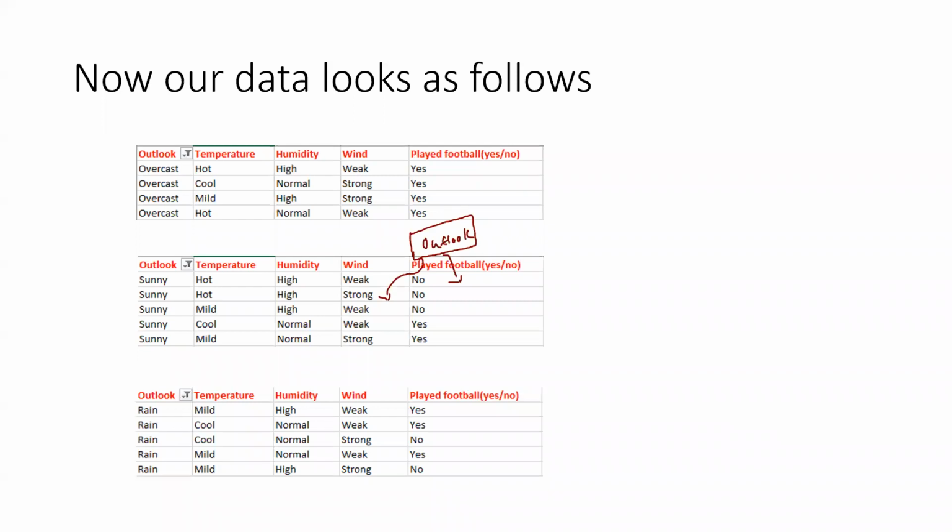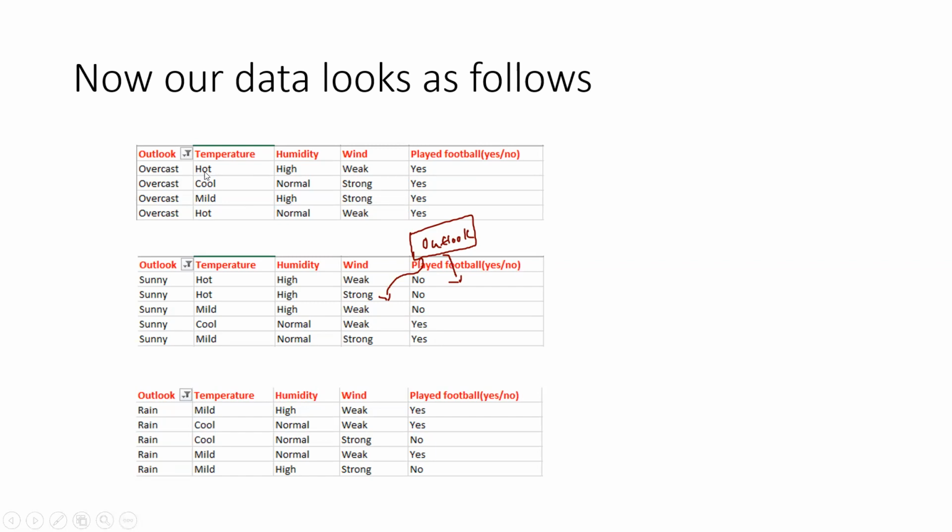We are not stopping here. Having selected Outlook, we want to say Outlook is overcast, Outlook is sunny, and Outlook is rainy. Again, we'll form a table like this: for Outlook overcast, what are the temperature, humidity, wind? For sunny, and for rain? Totally we have 4 of overcast, 5 of sunny, and 5 of rain, so 14 values.